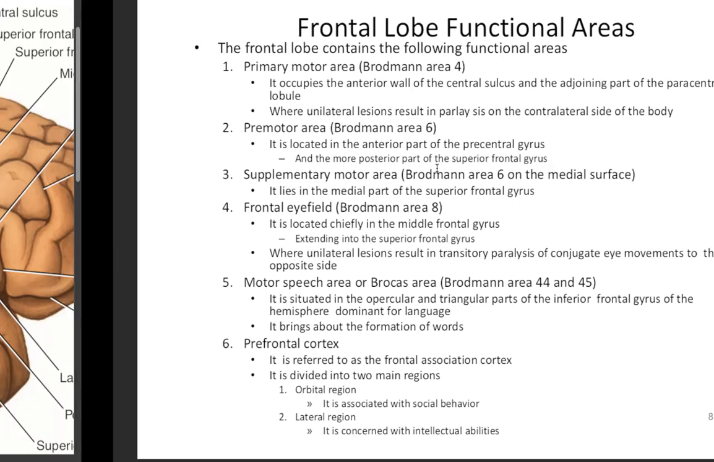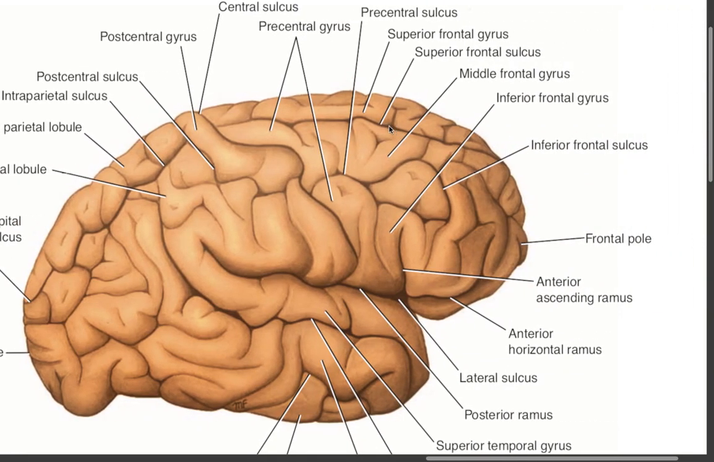Remember the superior frontal gyrus in here. So this is the superior frontal gyrus, and in here this is the precentral. Okay, so this is the precentral and this is the superior. So it is located in this region.